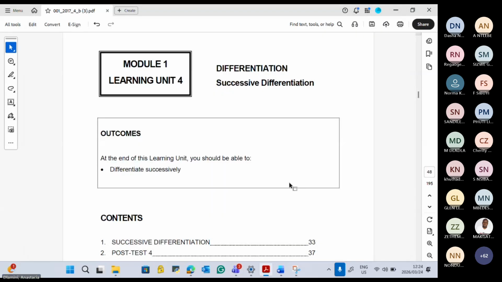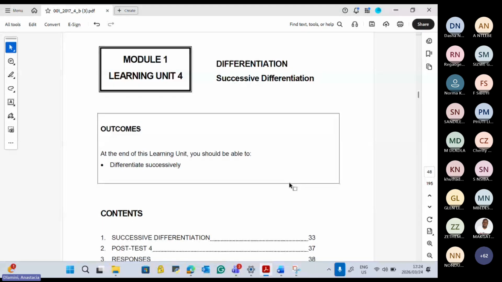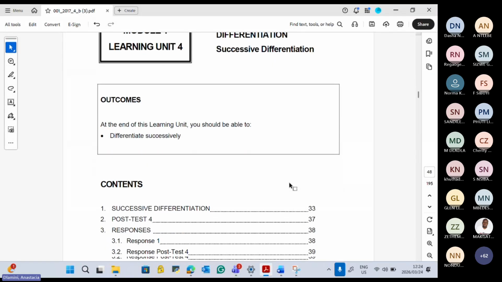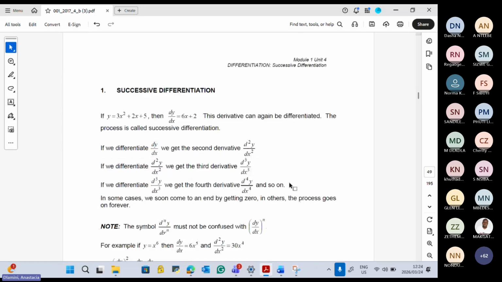Okay. So let's look at learning unit 4. It's successive differentiation. They say at the end of the learning unit, you should be able to differentiate successively. Successive differentiation just means that you have something, you differentiate it to get something, and you differentiate it to get something. Now, do you remember the equations of motion, guys?